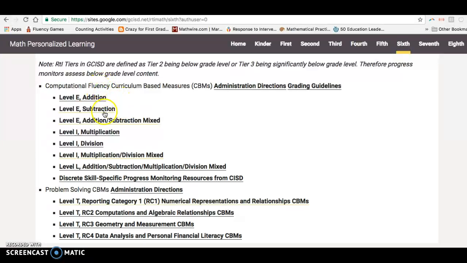So we have computational fluency monitors that are keyed to the grade level below's text and the grade level you're on's text. And so we have addition, subtraction, and addition, subtraction mixed, multiplication, division mixed, and then all 4 operations mixed. Depending on what the student's need is, you use the monitor that's most appropriate for that student.